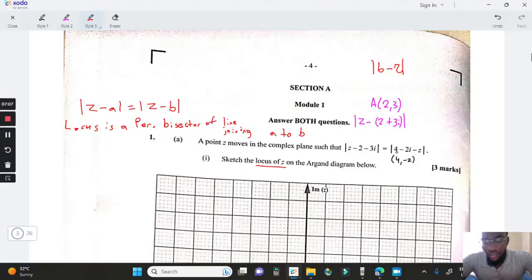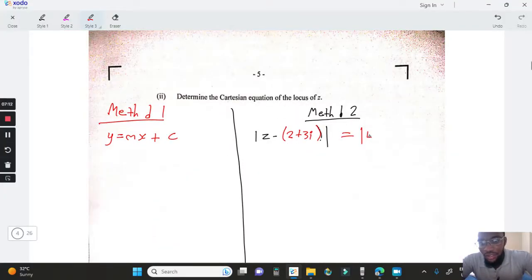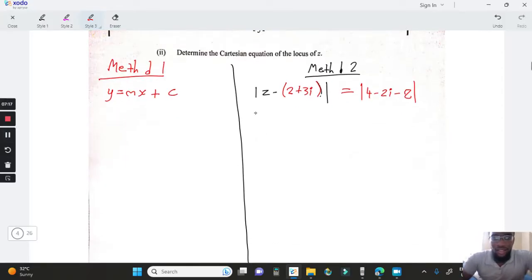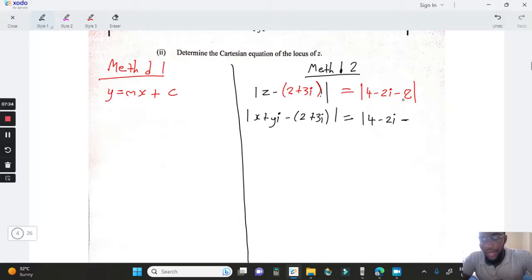And then over here now, it's equal to the magnitude of 4 minus 2i minus z. In this case, you have to first remember to substitute z as x plus yi. So we're going to put x plus yi where z is, minus 2 plus 3i, equal, over here, to 4 minus 2i minus z, and z is x plus yi. Make sure to make good use of your brackets.